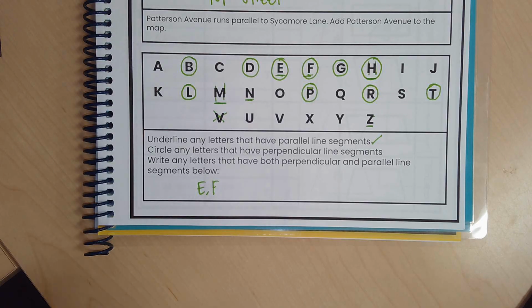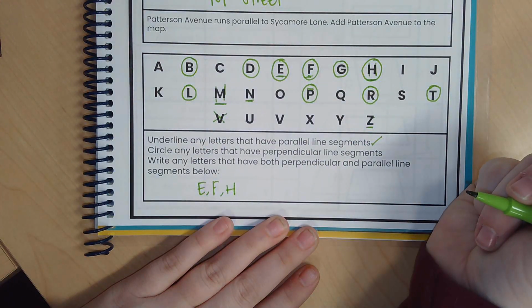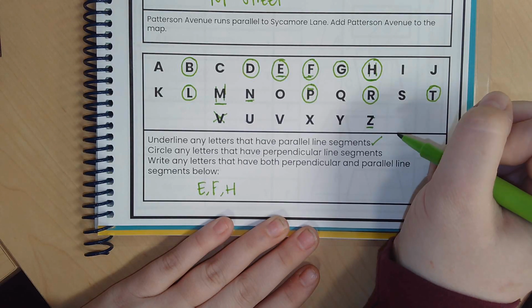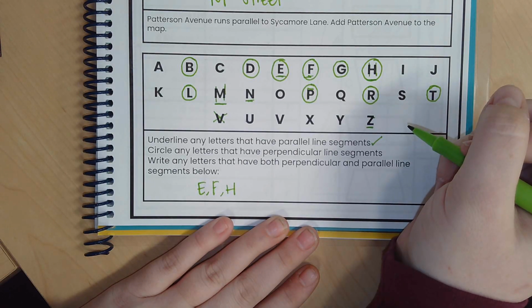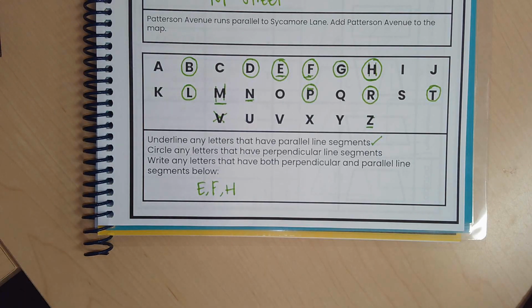So we've got E, F, H. Which ones have circles and underlines? And that's it. So E, F, and H. All right, guys. So that's how you identify if it's parallel, perpendicular, or intersecting.